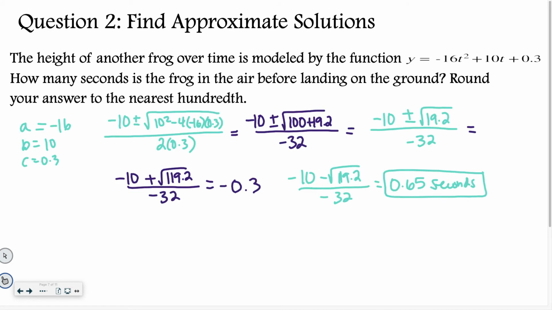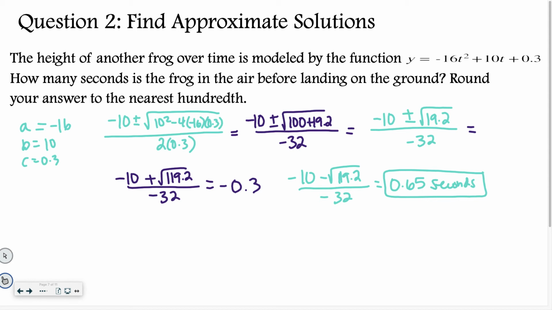Alright, so if you solved this problem correctly, you should have ended up with a positive 0.65 seconds. Hopefully the other answer you got was negative 0.3, but since we can't really have negative 0.3 of a second, you threw that answer out and you stuck with the 0.65 seconds.